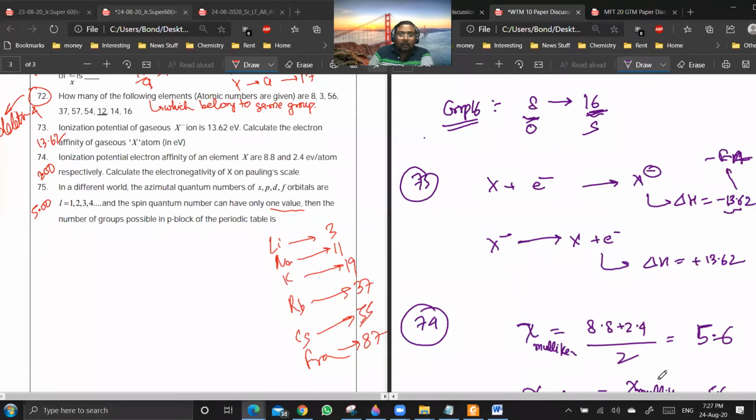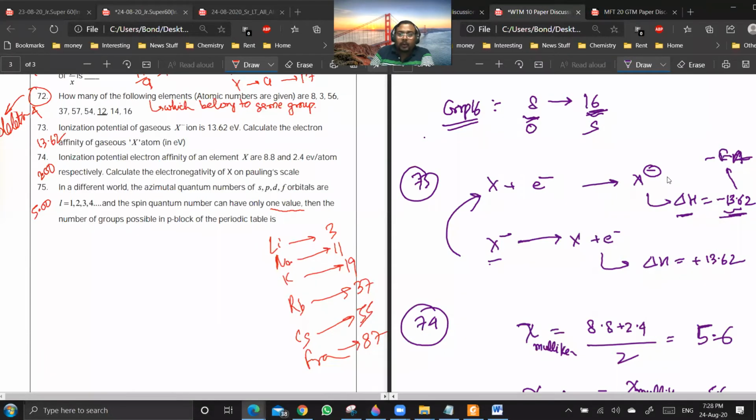Delta H will be minus. We should always write it in terms of delta so that there is no confusion. See, X plus electron giving X minus, so that delta H is minus 13.62. First we have to start with the second statement: the ionization potential for X minus is 13.62. Means X minus giving X plus electron, delta H is 13.62. If I reverse this equation, for this, delta H is minus 13.62.